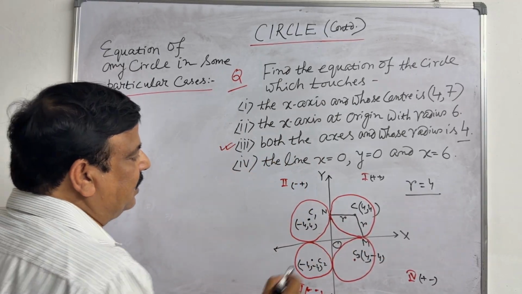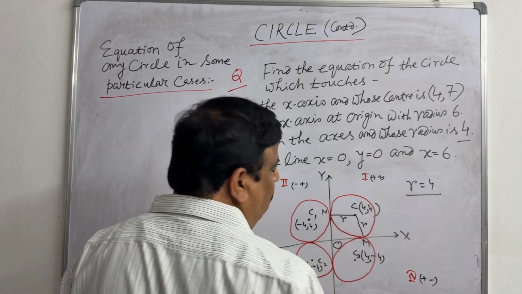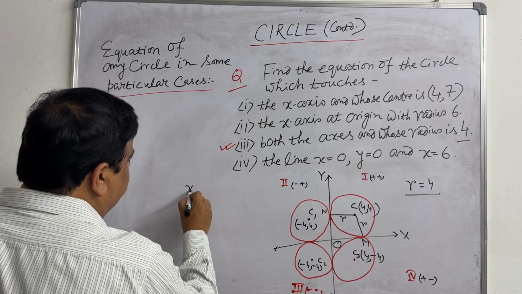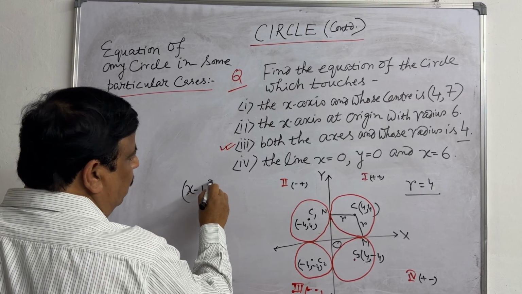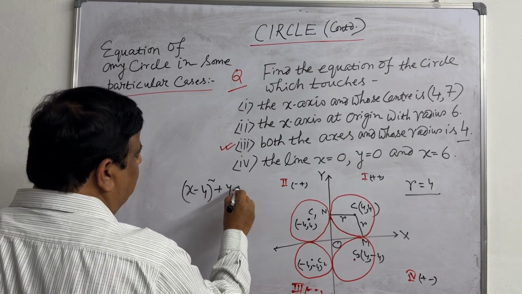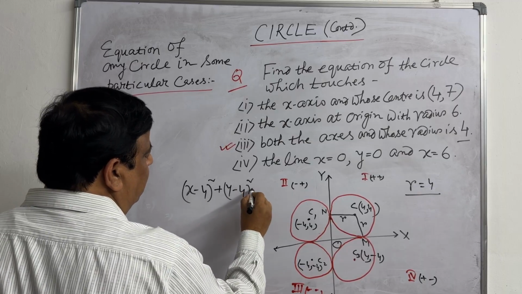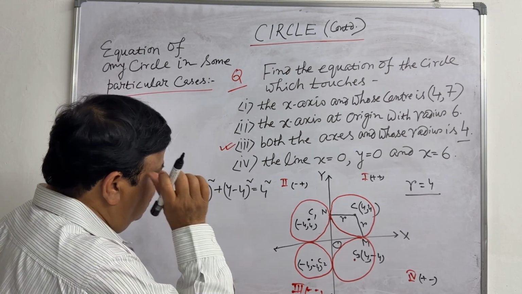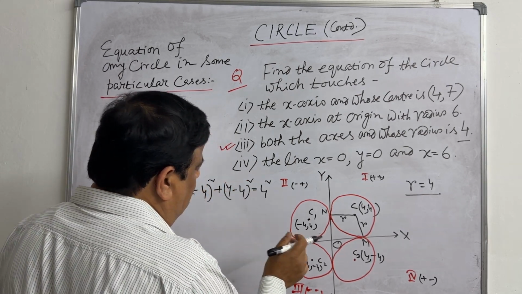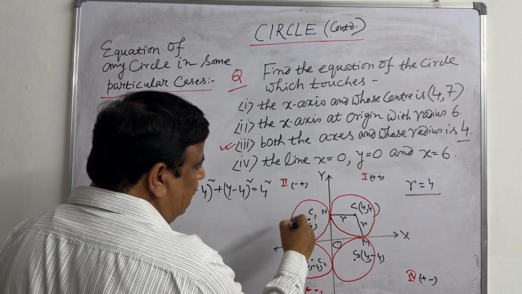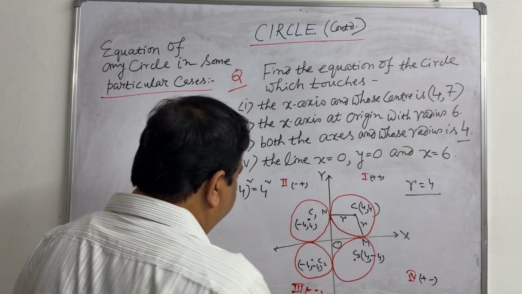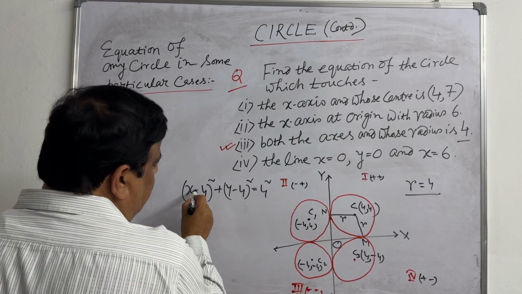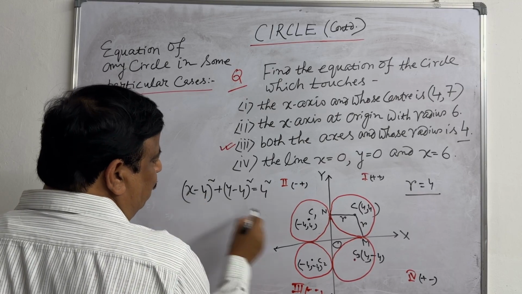So if you consider the first case, that is, if you consider quadrant 1, then what will be the equation? That will be x minus 4 whole square plus y minus 4 whole square, that is equal to 4 square. Okay, and if you consider the circle in the second quadrant, then obviously this will be x plus 4.